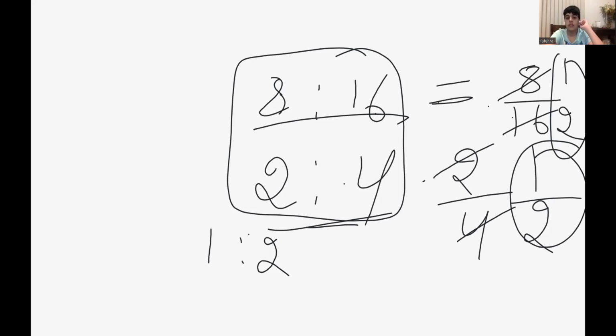Yes, clear. So if the question asks you to simplify a ratio, you do that method. For simplifying the ratio, and for equivalent ratio also, we use the same method.